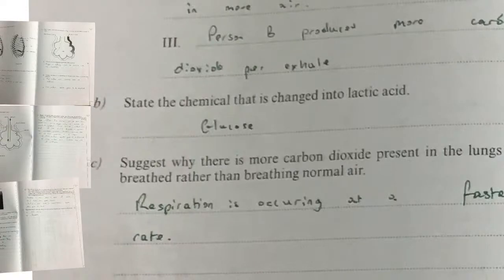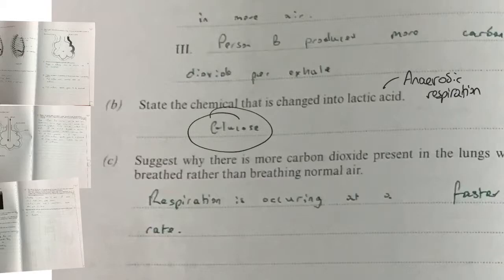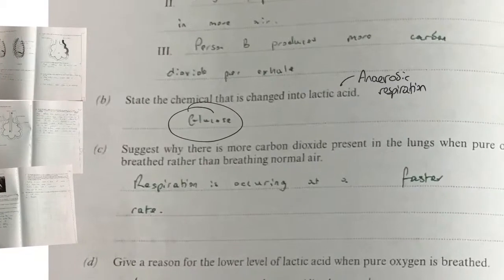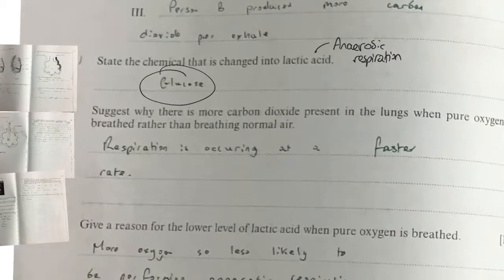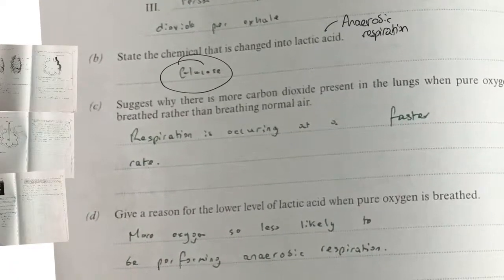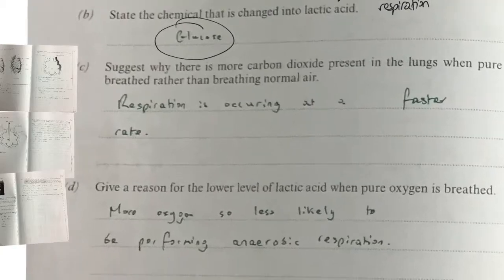Okay? Now, state the chemical that is changed into lactic acid. Well, lactic acid is anaerobic respiration. And we know that in all respiration, we're converting glucose into energy. Suggest why there is more carbon dioxide present in the lungs when pure oxygen is breathed rather than normal air. Well, the reason for that is we're respiring faster. If I've got more oxygen, more respiration is happening, which means more carbon dioxide is produced.